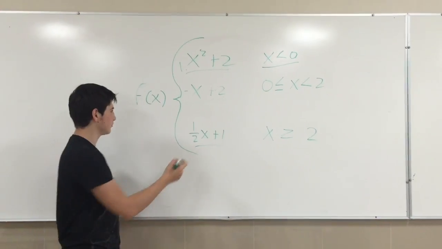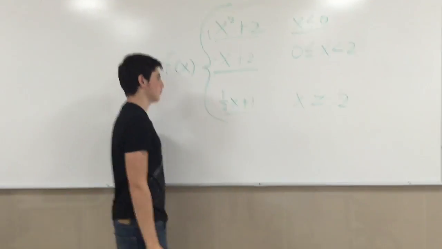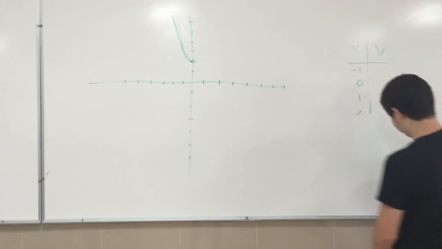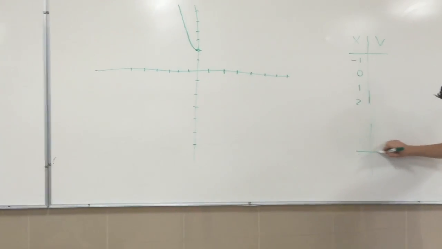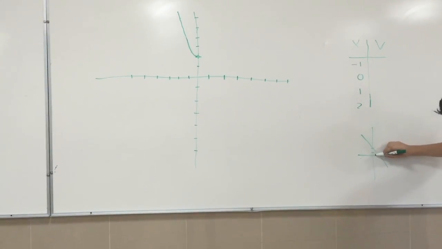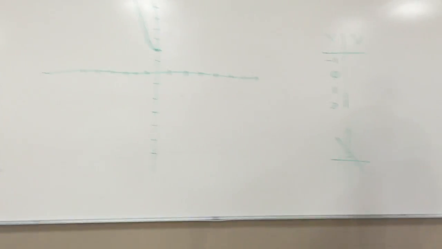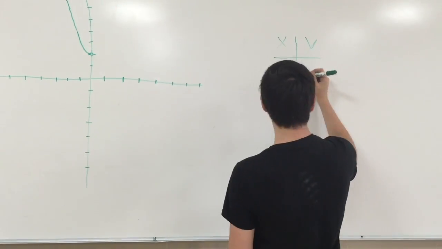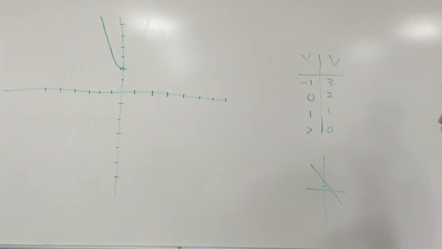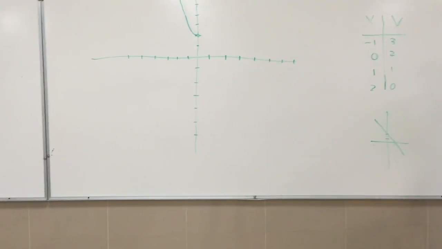Now moving on with the second one, negative x plus 2. Negative x means that the line will go downwards from left to right, and plus 2 means that it will move 2 units up on the y-axis. Let's solve it. Now let's graph it.